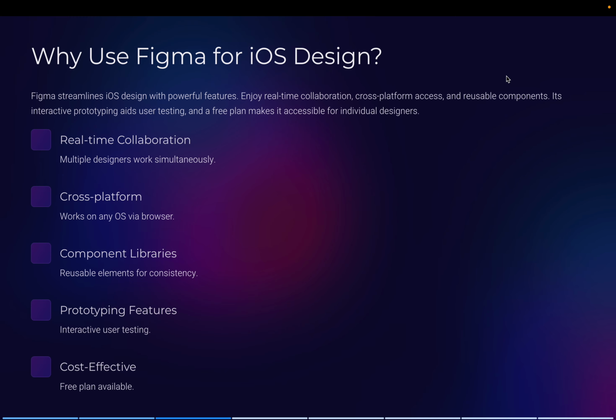Next, why do we use Figma for iOS? First of all, real-time collaboration. If I'm working with a team, multiple people can work on a single file. That is a very good advantage of Figma. Second, cross platform, it works on iOS, Windows, and Linux. So we are not dependent on any particular software.